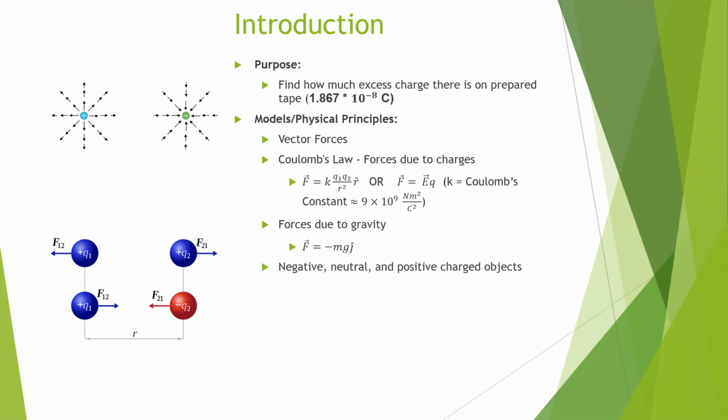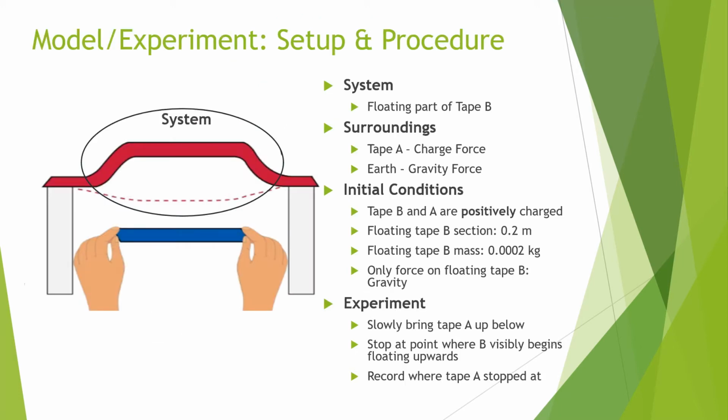Some of the models and physical principles that will be explored throughout the lab include vector forces, which is simply a magnitude and direction, Coulomb's law, which describes how two charged objects interact with each other and provide equal but opposite forces to each other, as shown in the model in the bottom left-hand corner, forces due to gravity, which describes the forces and interactions between two objects that have mass, and finally, negative, neutral, and positively charged objects. And now onto the actual experiment.